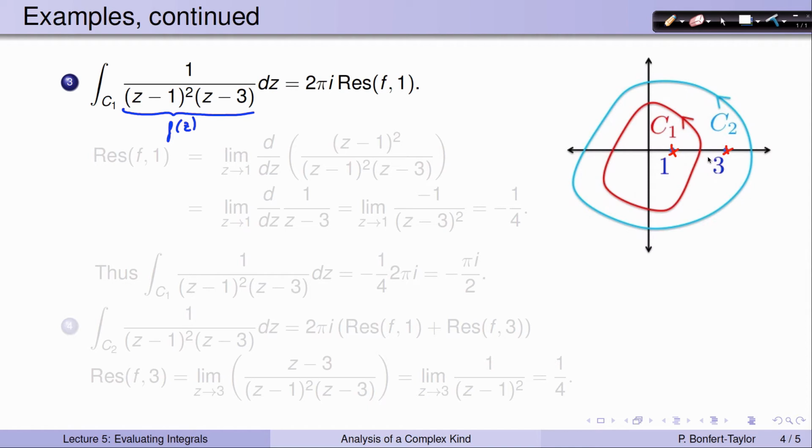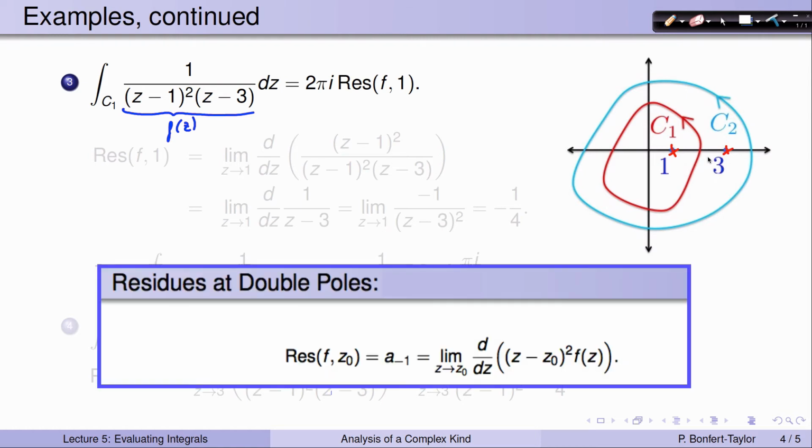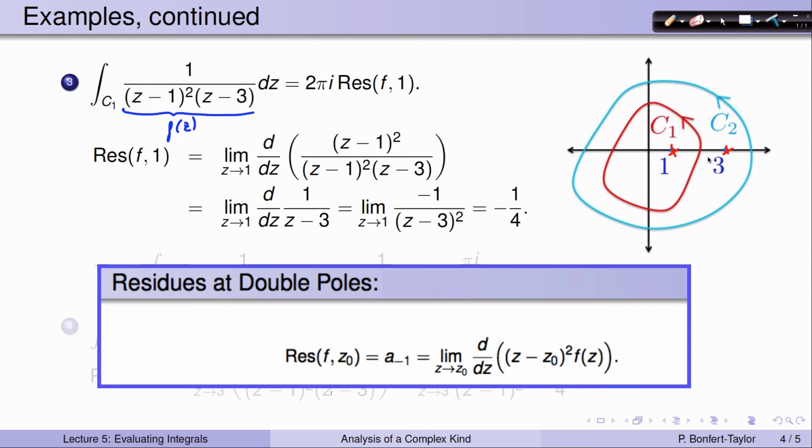We'll find both integrals. First, we'll start with the integral over the curve C1, which by the residue theorem is 2 pi i times the residue of f at 1. To find the residue of f at 1, I notice that at 1 the function has a double pole. To find the residue at the double pole, I simply multiply the function by (z minus the pole) squared, and then take the derivative, and then the limit as z approaches the pole. That's the formula we developed last class.